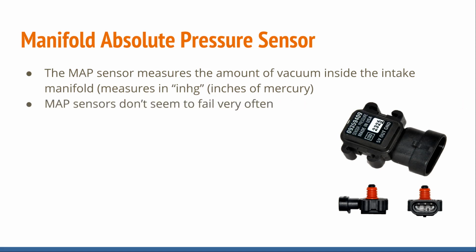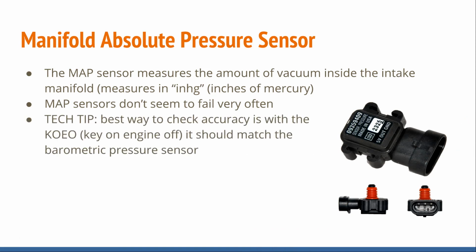Okay, so MAP sensors, just giving you a little heads up here, they don't seem to fail very often. The couple times that I have seen them fail, if we turn this and look inside, there's a little hole right here for air to go through so it can measure vacuum. I've seen those actually soot up and completely clog shut, but for the most part, they don't fail very often.